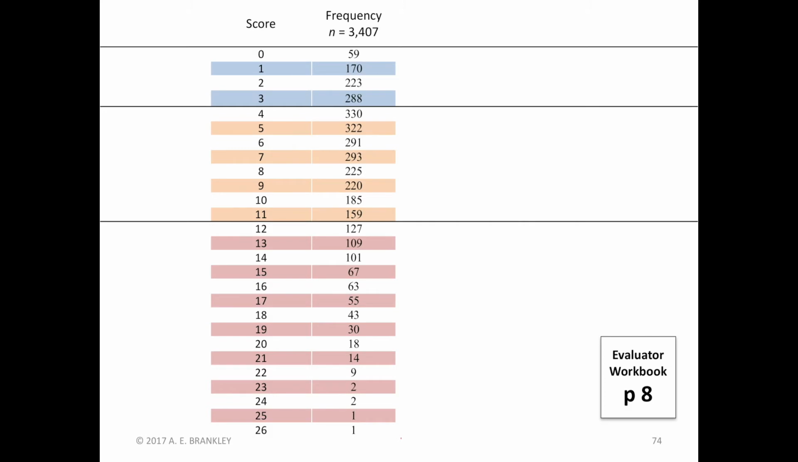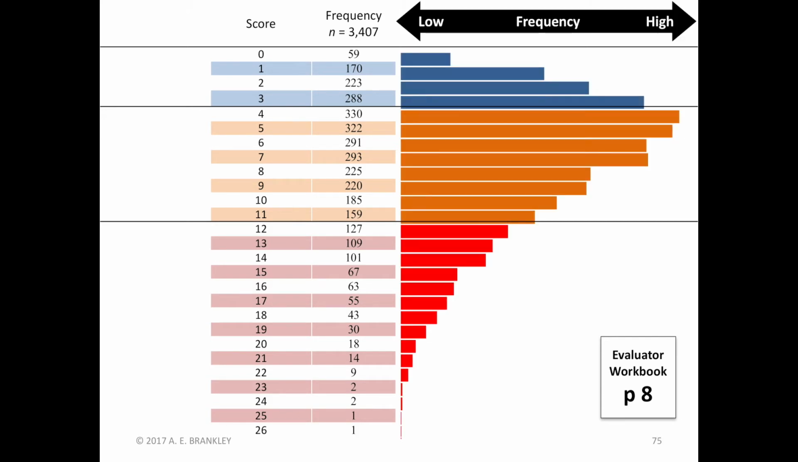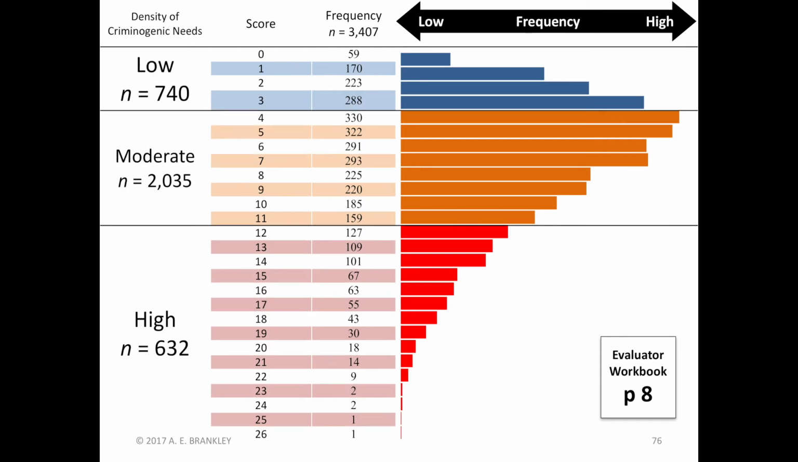To the right of the total scores, you will see a count of the number of people at each score. On the right-hand side of the page, I have placed a horizontal bar graph using the raw count data, not percentages, so that longer bars have more people in them than the shorter bars do. As you can see on the far left, the scores are still divided into low, moderate, and high ranges.